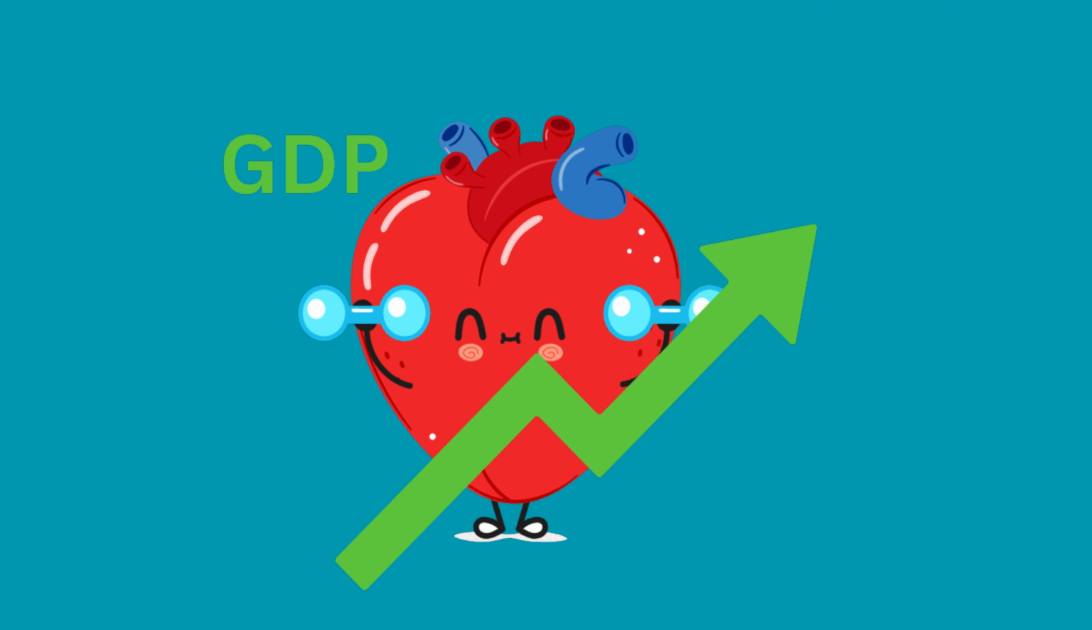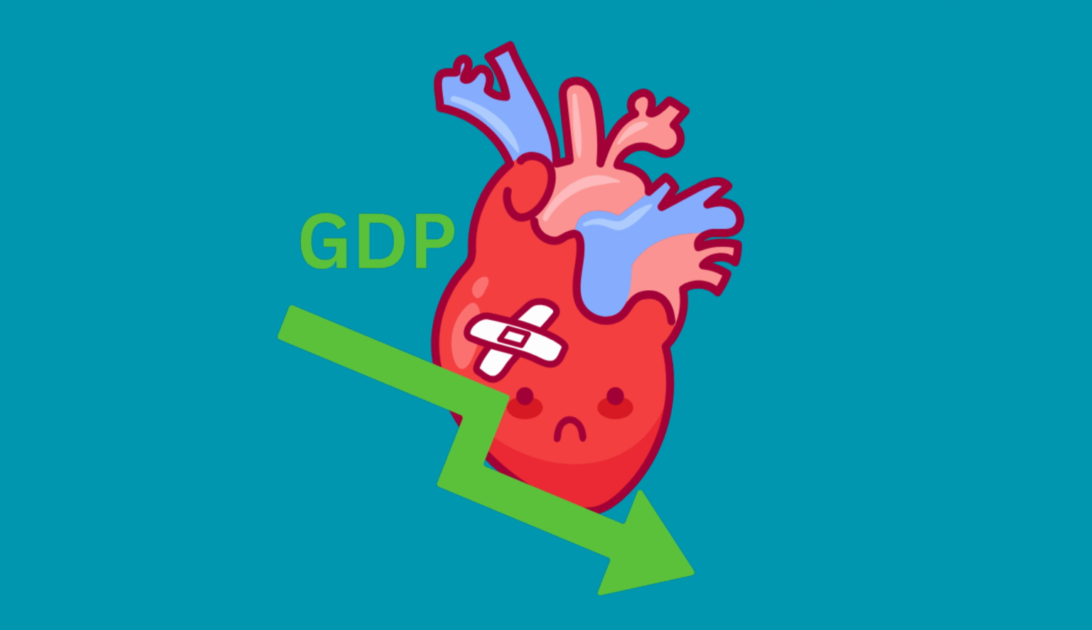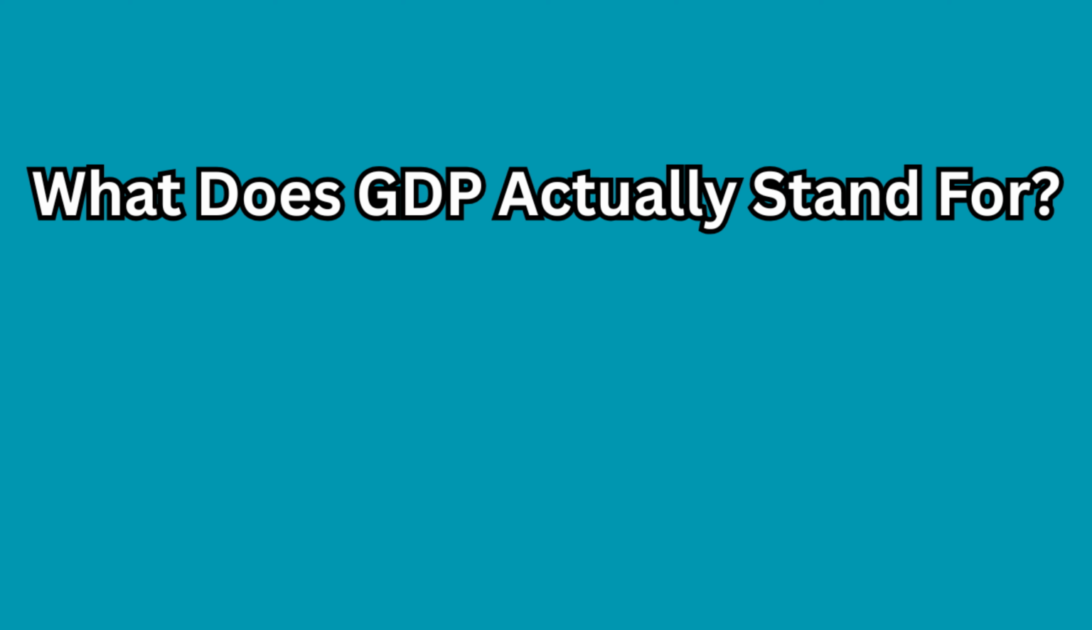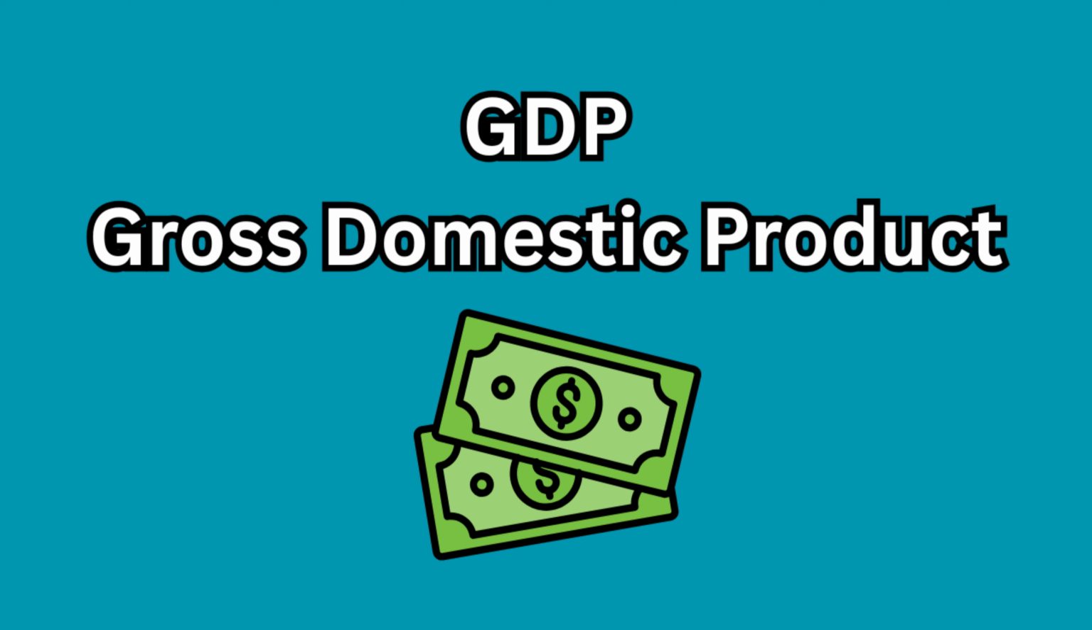When GDP is growing, the economy is usually healthy. When GDP slows or shrinks, people start to worry, and that's why GDP makes headlines so often. So first things first. What does GDP actually stand for? GDP stands for Gross Domestic Product.